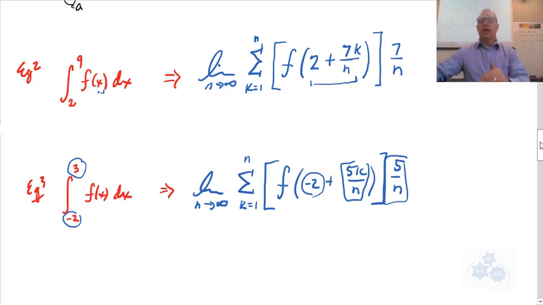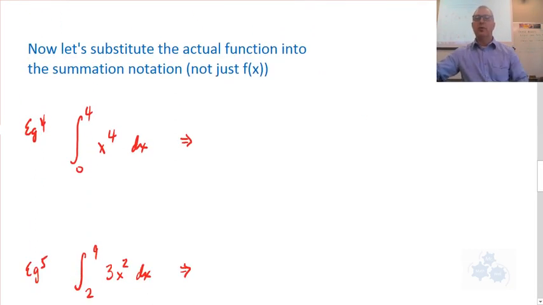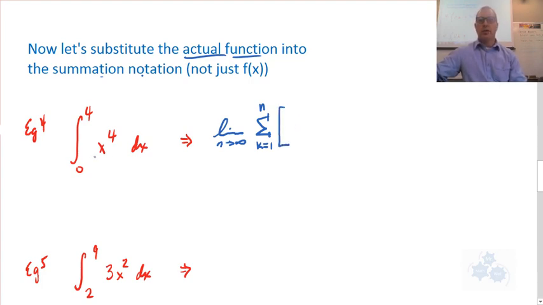We're going to make the jump now, and instead of writing this f of whatever, we're going to actually put that input into the actual equation, or into the actual function. So let's substitute the actual function now into the summation notations. This is how we would do example 4. Okay, so of course we have an integral, so that is the limit as n approaches infinity of the summation of rectangles from the first rectangle, k equals 1, to n. And now instead of doing f of x, we're going to actually use this equation.